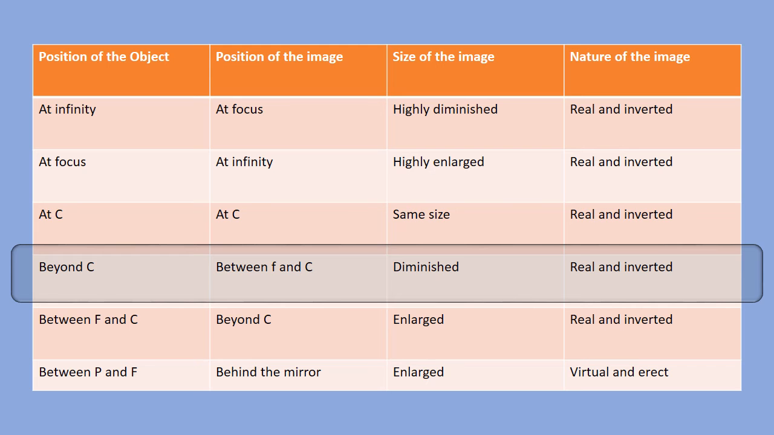Now let's consider the fourth case. That is when object is placed beyond C. When object is placed beyond C, the image would be formed between F and C and the image would be diminished and real and inverted.